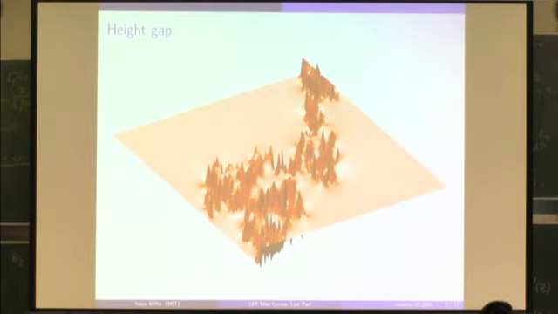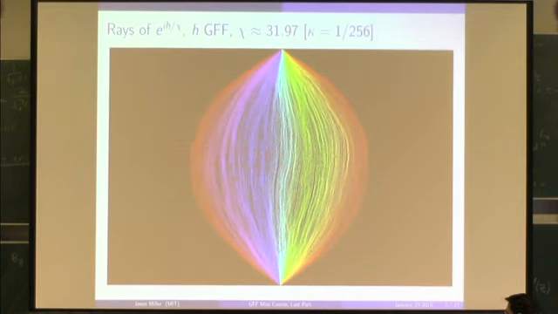So this is a very interesting phenomenon that happens in this theory. And I also want to show you some pictures of what Gaussian free field flow lines actually look like, to give you a sense of how they behave. So here, I've taken the discrete Gaussian free field, and I've simulated rays of e to the iH divided by chi, and I've chosen my constant chi here to be about 32. And the value of kappa that corresponds to this value of chi is exactly 1 over 256.